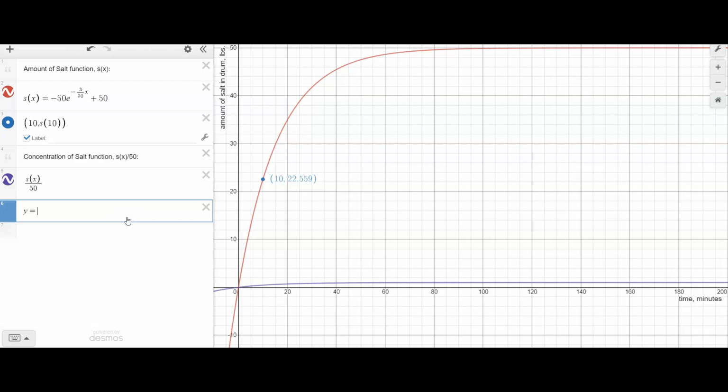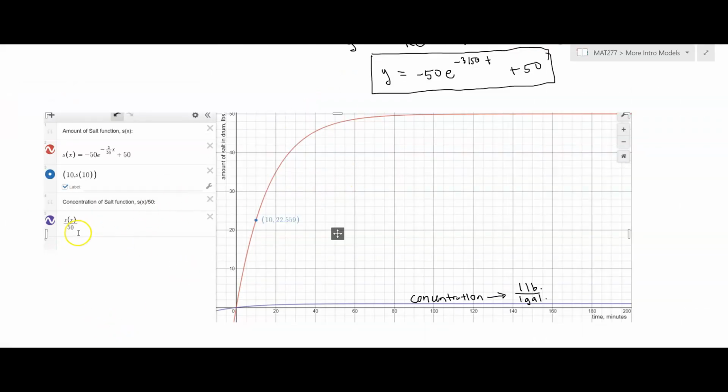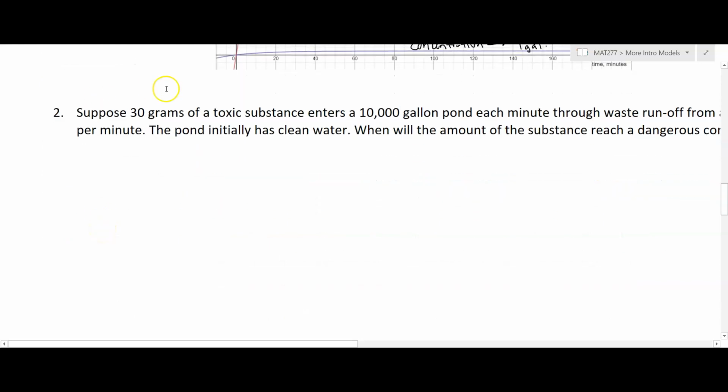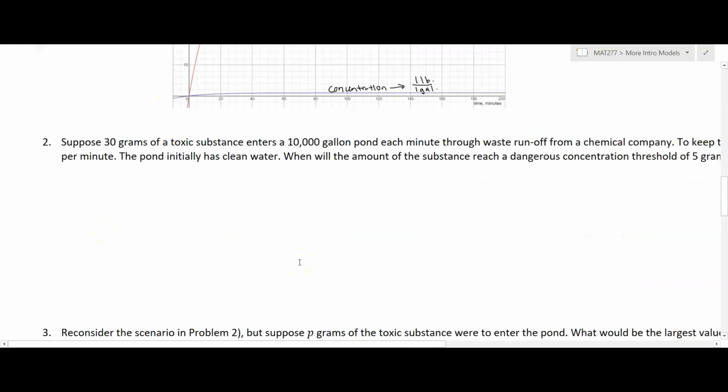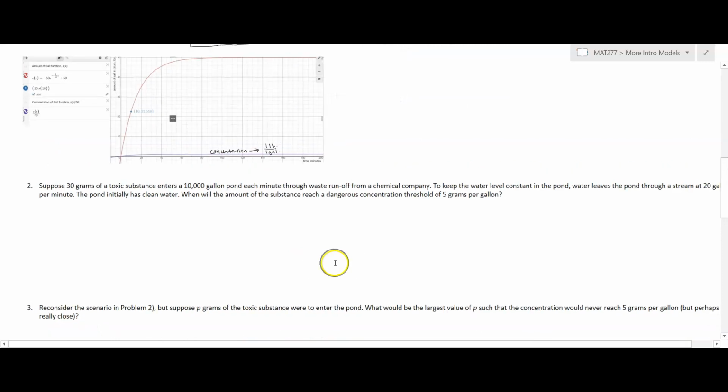So let me graph just the horizontal line y equals 1, and you can see here that that black line is the asymptote for the concentration. So even though we didn't solve for concentration, we solved for the amount of salt, we just had to divide it by volume to get the concentration of salt. So that about concludes our analysis for this question. Let's look at another problem.